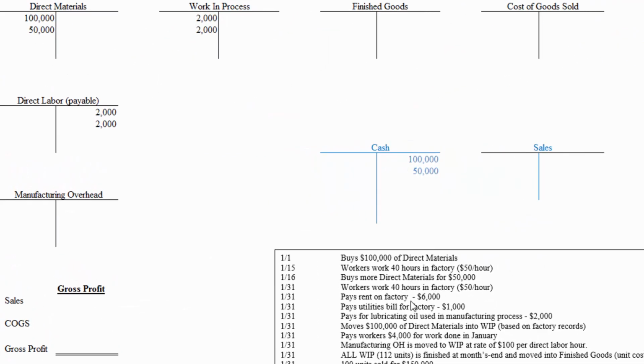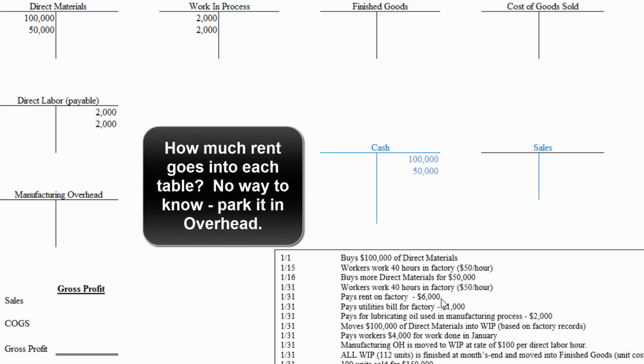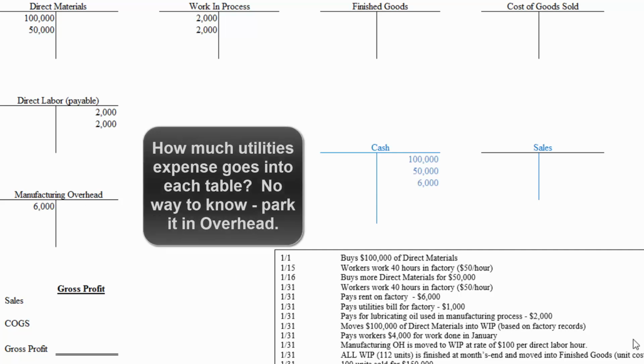It's the end of the month, and we paid rent on the factory for $6,000. So that's monthly rent. It's on the factory, so it needs to be part of our product cost, but we don't know how much rent goes into each dining room table. So we're going to park that cost in manufacturing overhead.